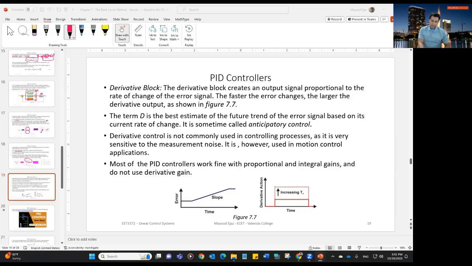So we have the present input, which is the proportional. We have the past action, which is through integral. And derivative produces a future trend of the error signal based on the current rate of change.